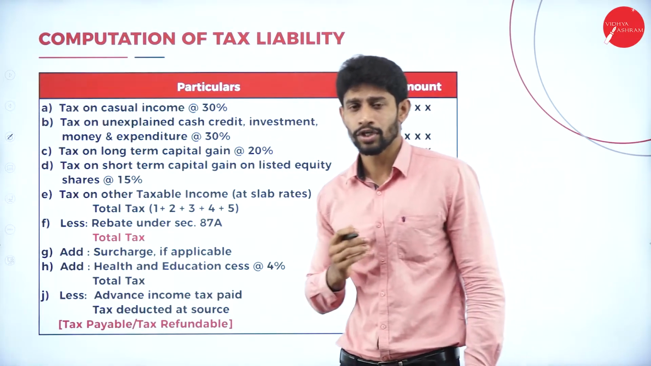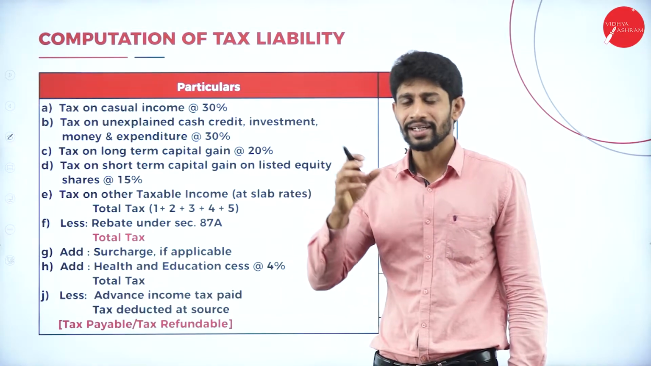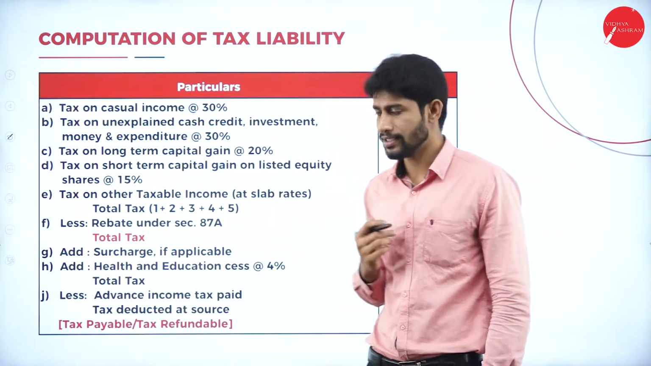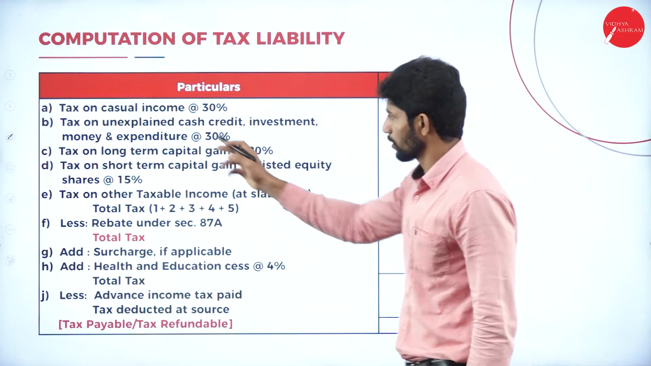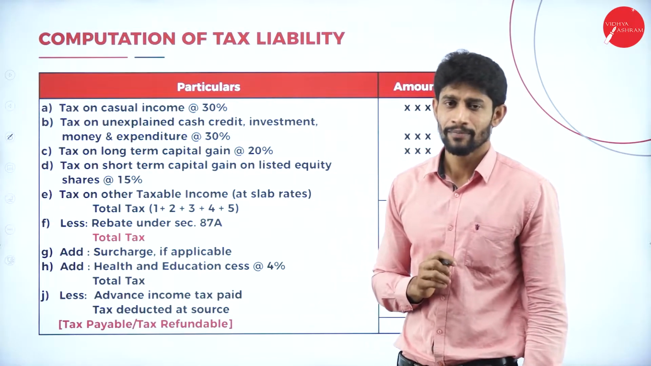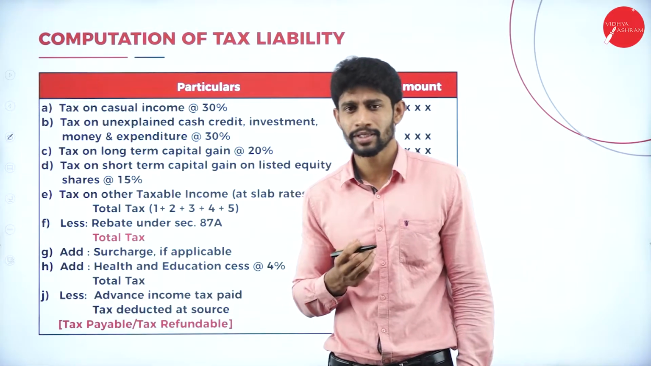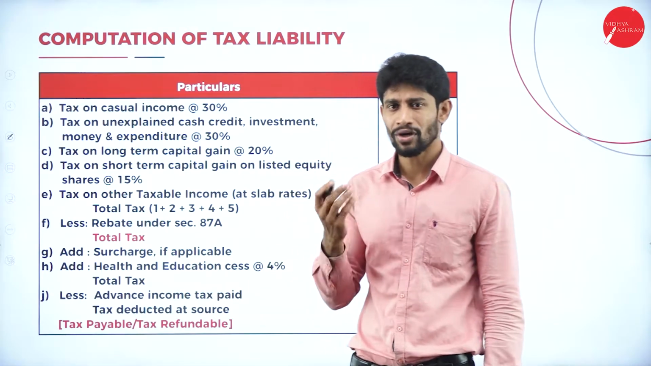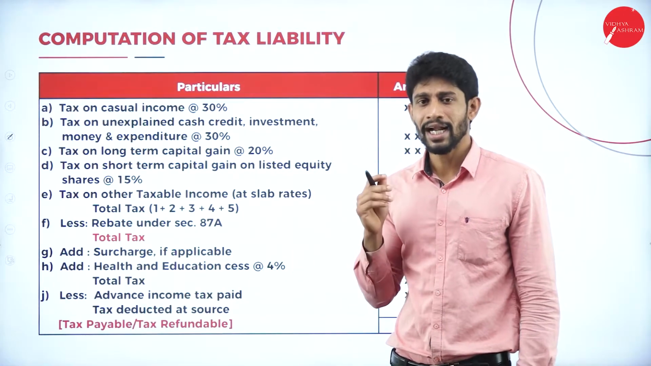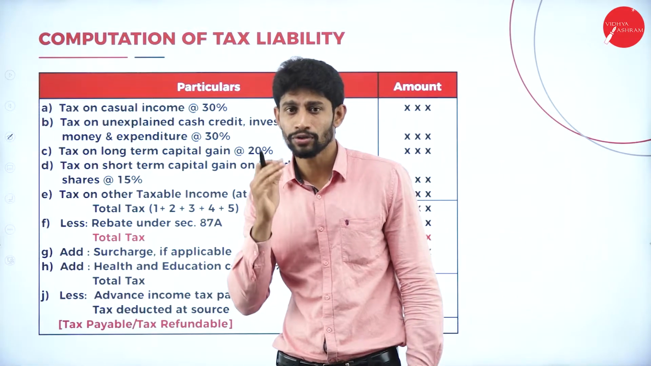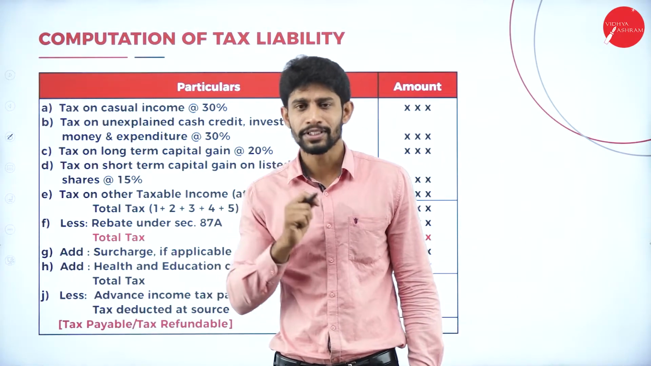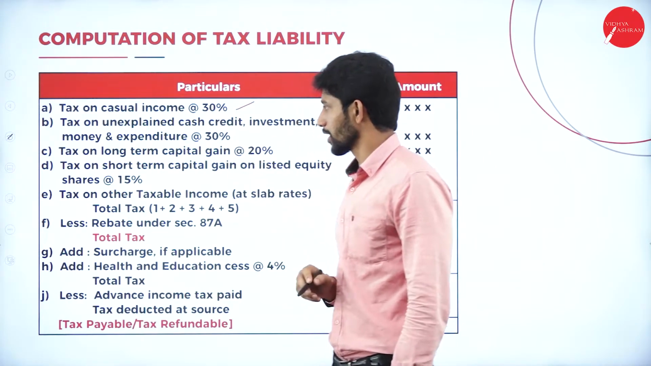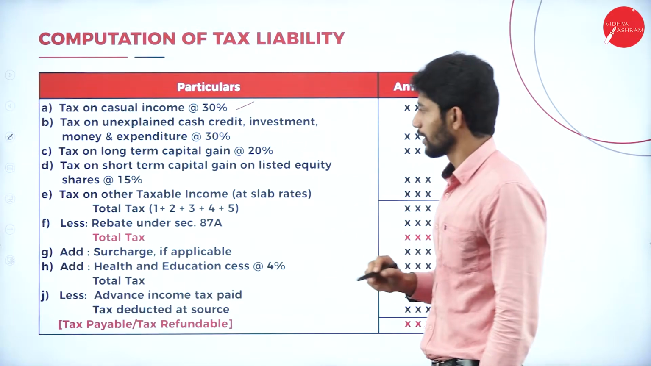After finding out the total income of an individual, on that income we are supposed to impose tax. So how are we supposed to calculate the tax? Very easy. Particulars, amount. Tax on casual income. What is this casual income? This casual income is nothing but winning from horse race, winning from gambling, winning from card games, winning from lottery. All these kinds of incomes come under casual income, and we will be charging 30% tax on those kinds of incomes. So tax on casual income 30%, we will be considering the amounts in the amount column.